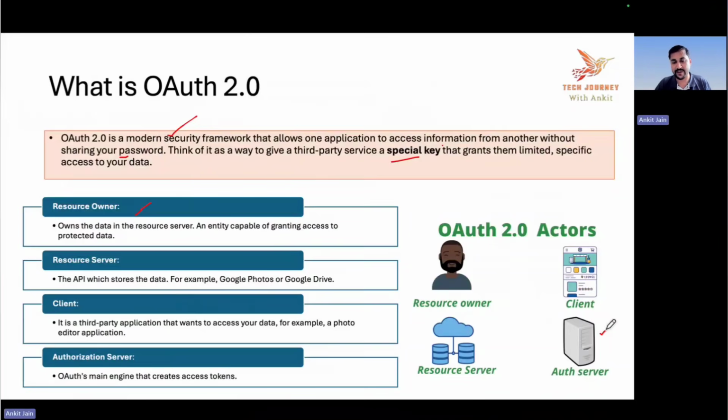I'll be using these words interchangeably in our upcoming videos also, that this is acting as a resource owner or the resource server. I hope you can recollect what is resource owner, who is owning the data; resource server, where the data is actually available; client, who wants to access the data; and the auth server, which is providing the access token.